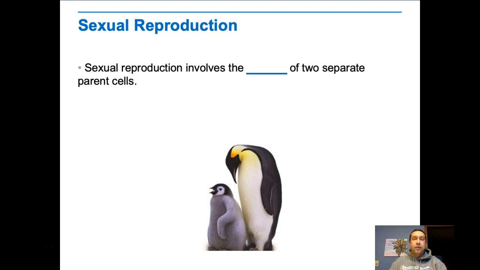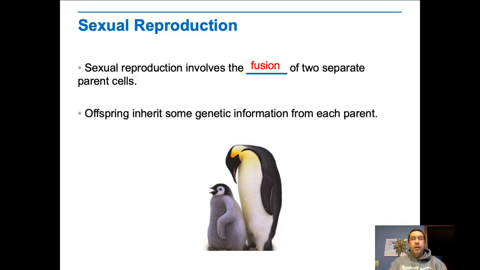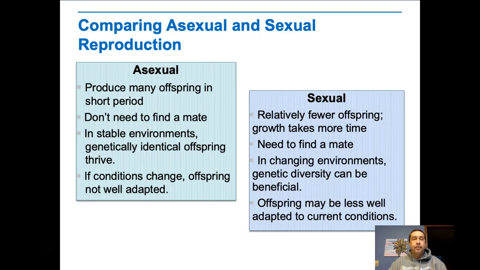Sexual reproduction involves the fusion of 2 separate parent cells or gametes, one male, one female, sperm and egg. Because you have 2 different parents contributing, the offspring have genetic information from each parent. They're not identical to either parent. You get more variability, which is good for survival in changing environments and things like that.